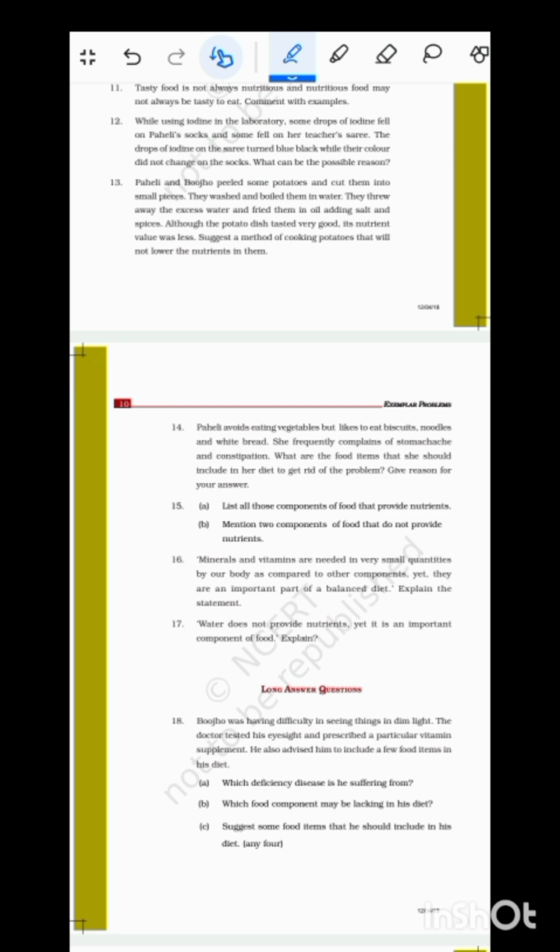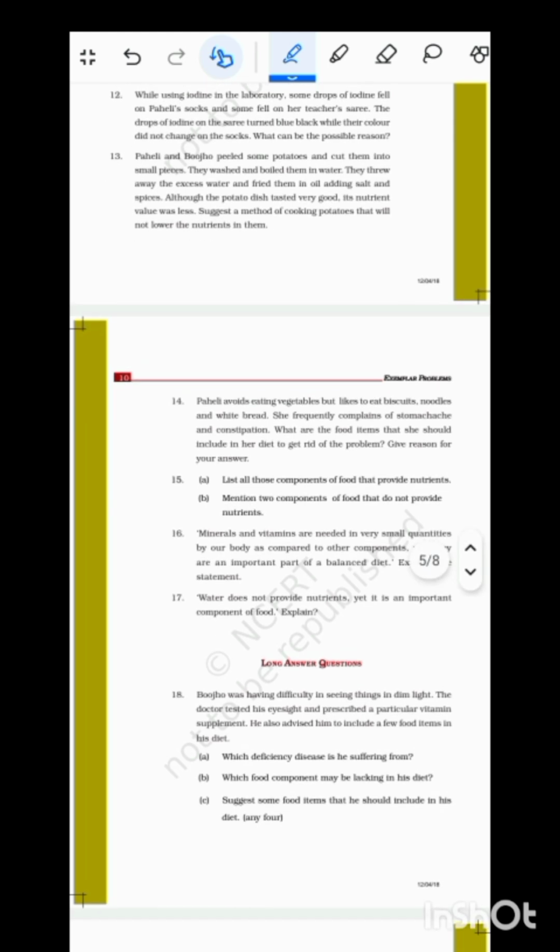Question number 12. While using iodine in the laboratory, some drops of iodine fell on Paheli's socks and some fell on her teacher's sari. The drops of the iodine on the sari turned blue-black while the color did not change on the socks. What can be the possible reason?